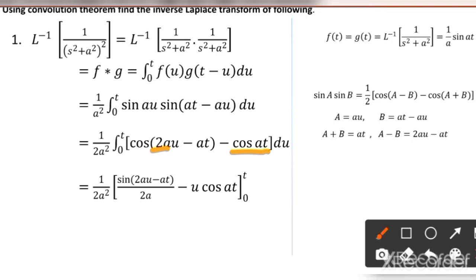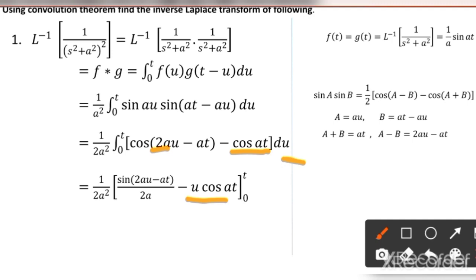So students, here you have to be very careful, because sometimes we will have an impression that the integral of cos at is sin at, which is not correct, because here cos at is totally a constant since we are integrating with respect to the variable u. So that's why cos at is constant, meaning just integral of 1. So u cos at. Now apply the limit.